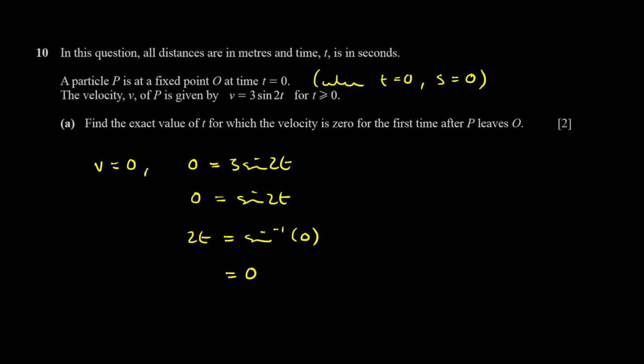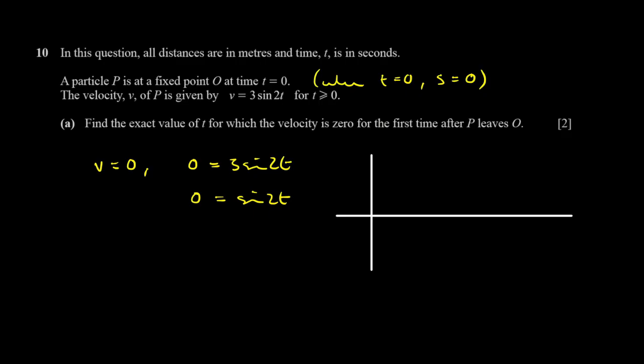Because we want to find when the velocity is 0 for the first time after it's left the origin. We're not talking about the origin at this point. So we want to find the next value where sine 2t is equal to 0. Well, really what you need to do is have a good idea of what the graph of sine looks like. So if I was to draw you a very fast graph of sine, a sine wave looks like this, doesn't it? Like that, like that, like that.